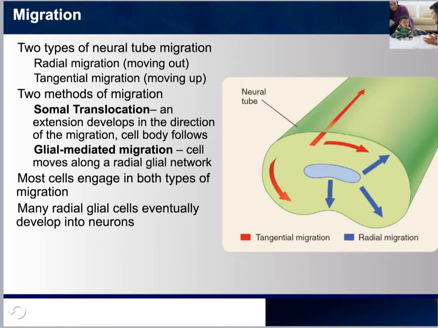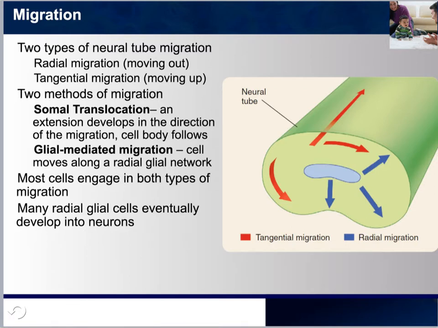There are also 2 methods of migration, and we look at somal translocation and glial-mediated migration. With somal translocation, we find that an extension grows from the developing cell in the direction of the migration. The extension seems to explore the immediate environment for attractive and repulsive cues as it grows, and then the cell body itself moves into and along the extended process. This process leaves a trailing fashion and eventually is retracted.